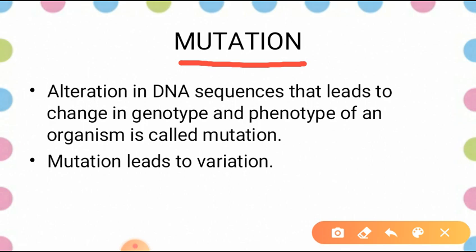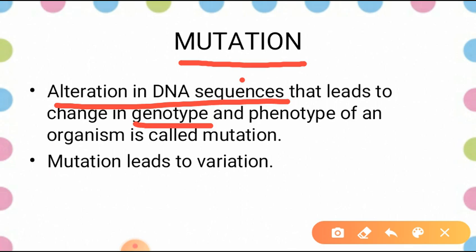So what happens in mutation? In mutation, alteration of DNA sequence occurs. Change in DNA sequence occurs. Here the term DNA sequence refers to the change in the nitrogenous base sequence of DNA. Clear? There is a change in the DNA sequence, and this change leads to change in genotype.